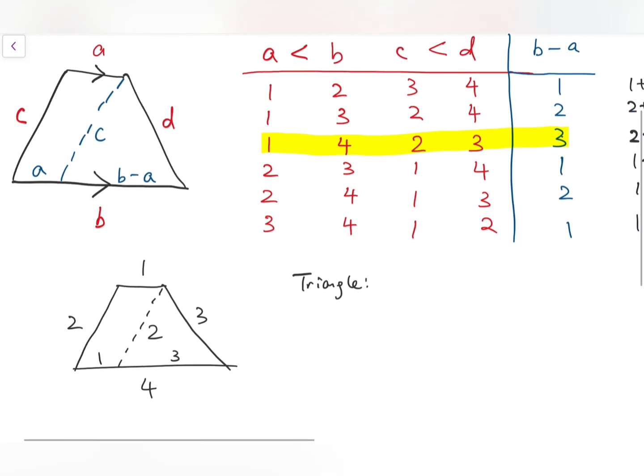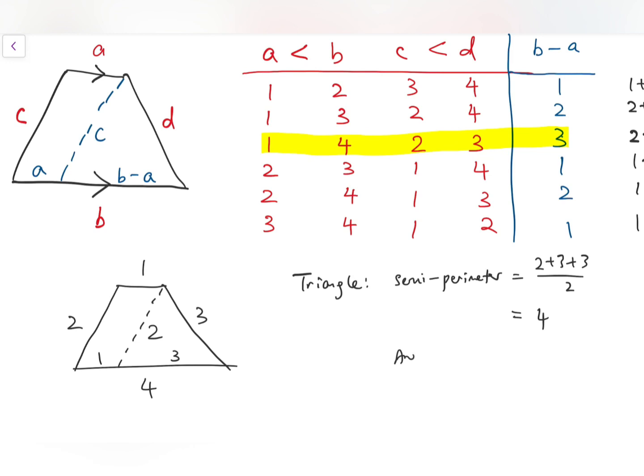I'm going to use Heron's formula. The semi-perimeter is 2 plus 3 plus 3 halved, so it's 4. So the area equals the square root of 4 times (4 minus 2) times (4 minus 3) times (4 minus 3), and that is 2 times square root of 2. So that's the area of the triangle.